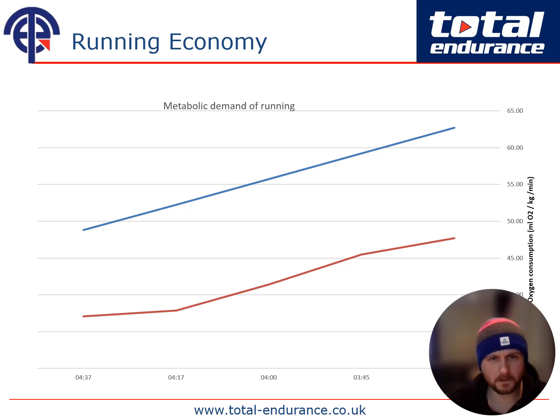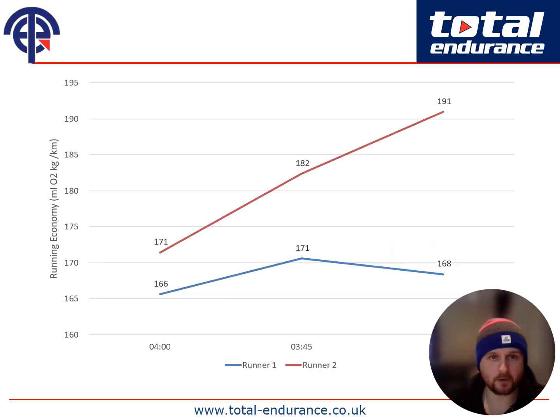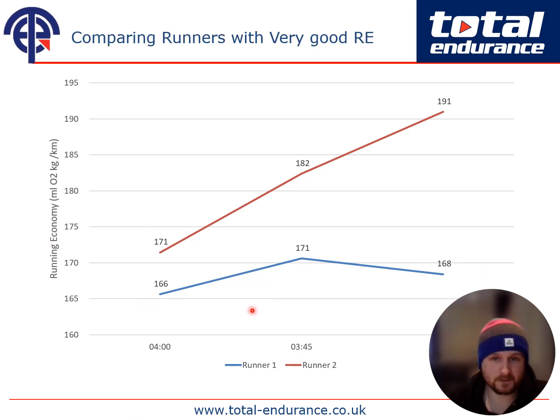Now, what we want to look at is what happens when you get two runners who both have very good running economy. Both of these runners here are under 200 milliliters of oxygen, so I would put them definitely into the very good running economy category, just on this data. So runner 1, that's the same runner from the previous graph, 166 milliliters of oxygen, 171, 168. So on average, they're about 170 milliliters of oxygen to run 4 minutes per kilometer, which is 15 kilometers per hour, up to 17 kilometers per hour.